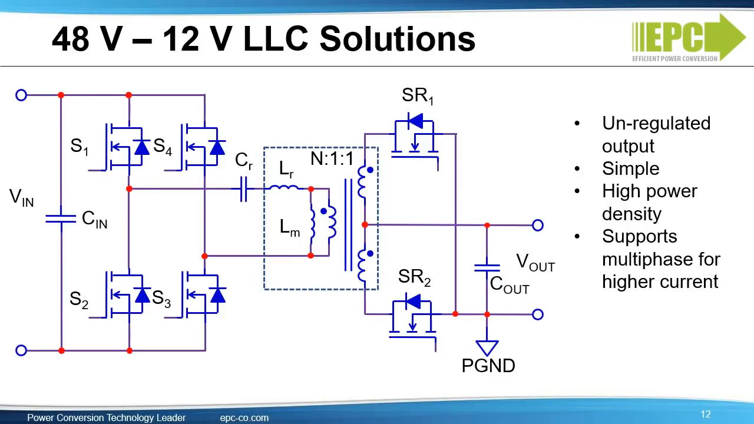The LLC resonant solution is based on a transformer, a full bridge or half bridge rectification on the primary side, and a synchronous rectification on the secondary side. The design is simple and allows for very high power density. The topology supports multiphase for higher current, and with the correct transformer design and the right FETs, efficiency exceeds 98% and remains 98% even at very high power, like 1 kilowatt. Finally, it's easily adaptable for different output voltages by changing the transformer ratio.